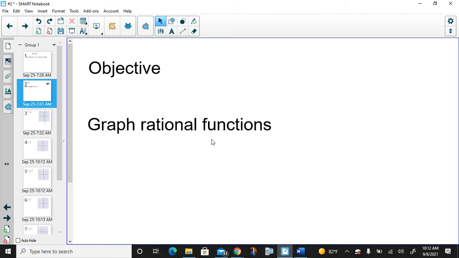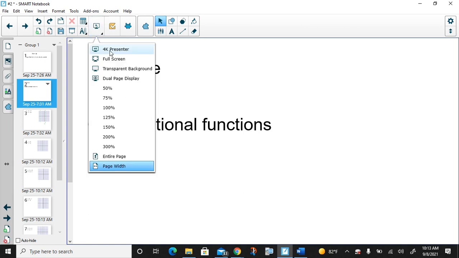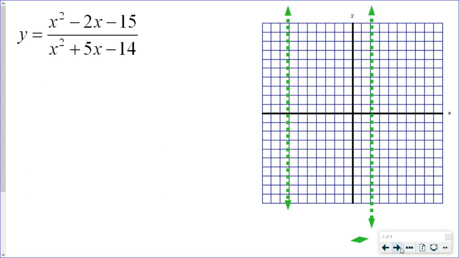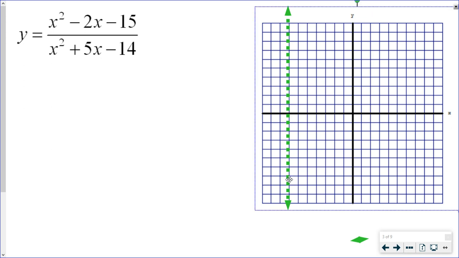Okay, so we're going to continue on with graphing rational functions today. All right, so we'll pick up where we kind of left off yesterday.